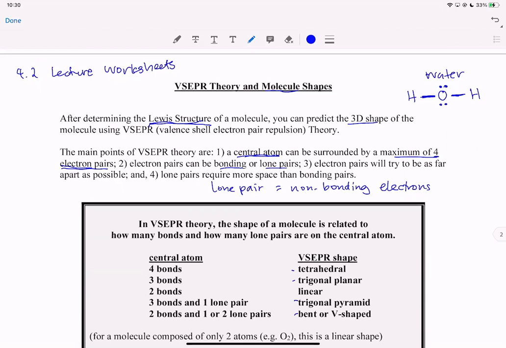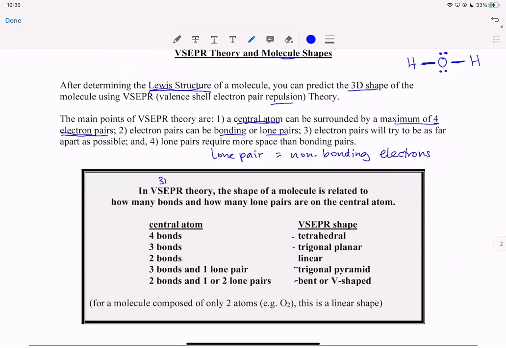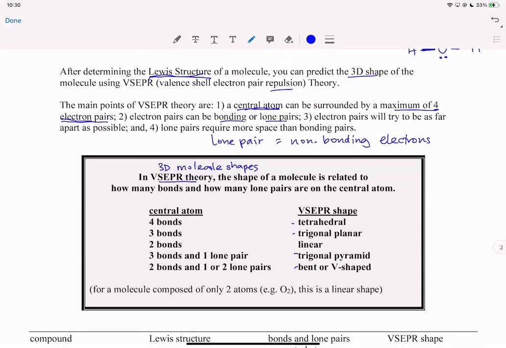So the electrons in the bonds and the lone pairs all are stuck to the central atom and they want to be as far away as possible. So they repel, because they're all negatively charged, whether the electrons are in bonds or in lone pairs. And they need to move around and still be stuck to the central atom. And so these are recipes for the 3-dimensional molecule shapes. That's what VSEPR theory is. It predicts the 3-dimensional molecule shapes, which are these main shapes.